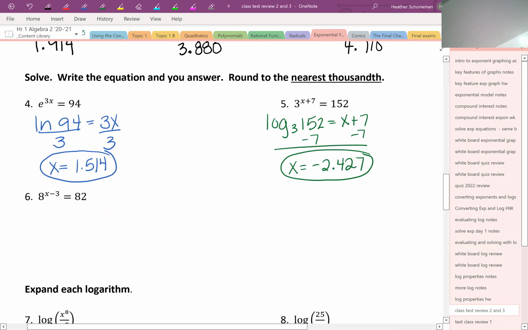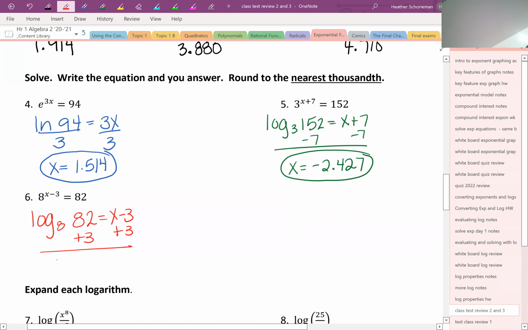All right, one more. This one, I'm going to rewrite it. It's going to be log base 8 of 82 equals x minus 3. So to solve, I'm going to add 3 to both sides. And now I'm going to go put this in my calculator. Clear that out. There's a lot in there. Okay, go to the math menu, up to option A, log base 8 of 82, arrow out of the parentheses, plus 3, and then hit enter, and we get 5.119.